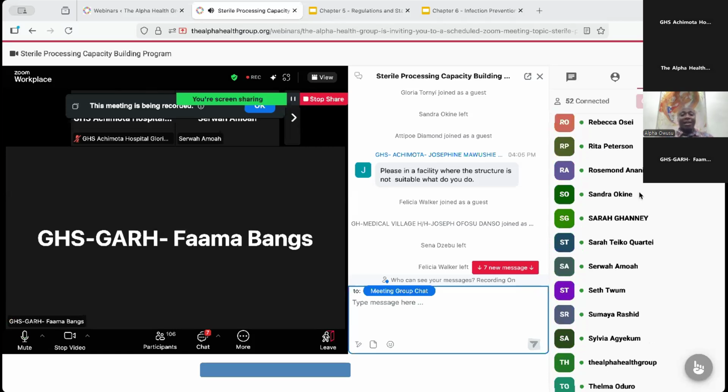Fema, if we say sterile processing is to control infection, how? All right. So that means there are some standard precautions that we would have to follow. For instance, hand hygiene, the use of PPEs, and trying as much as possible to keep the environment clean. With all of this, we'll be able to reduce the spread of infection. Okay, thank you very much.